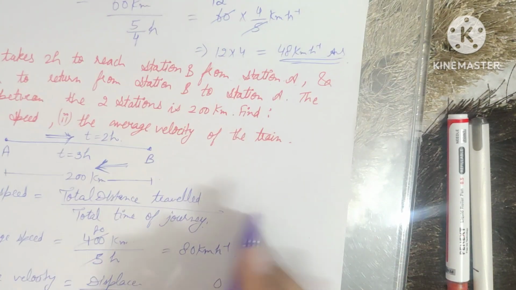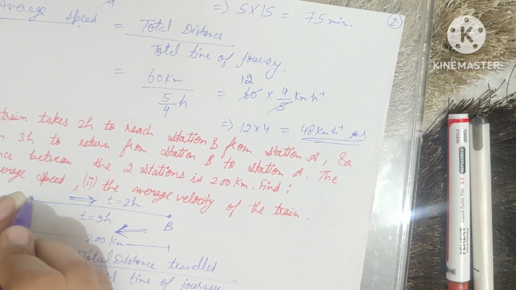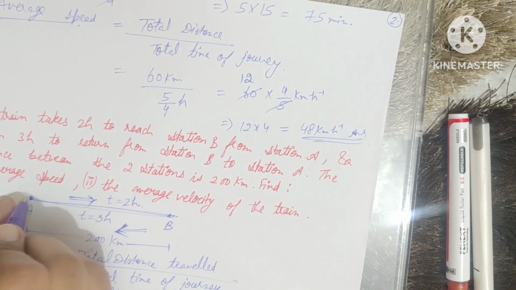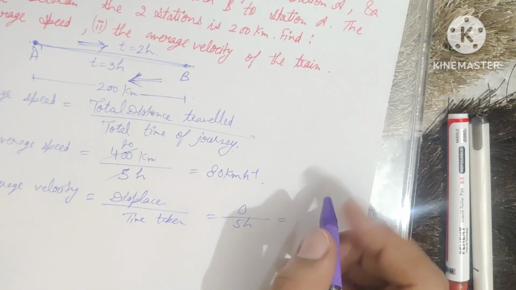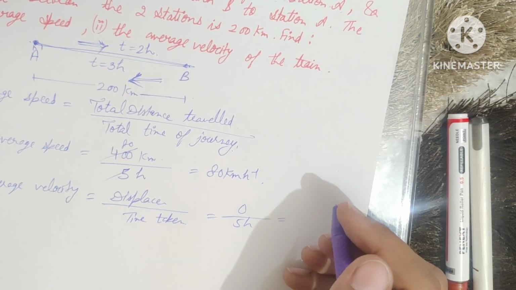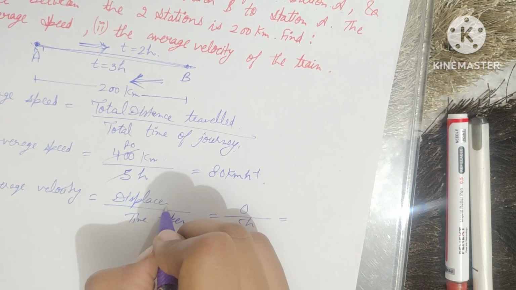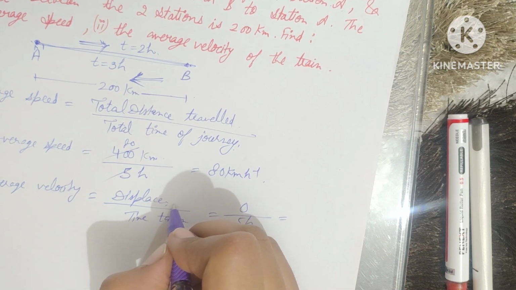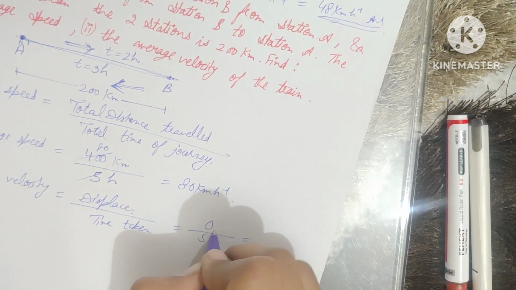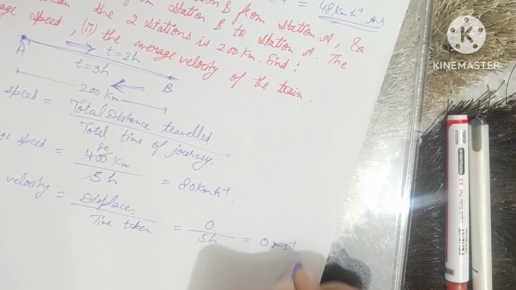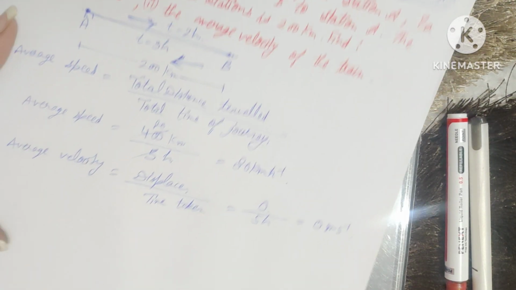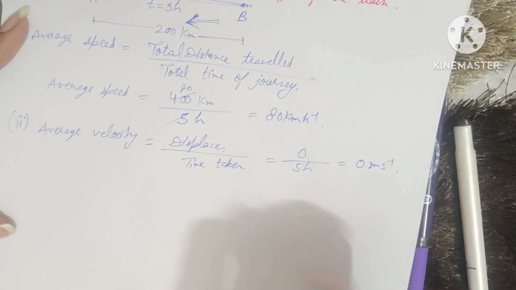How 0? Because the train is moving from the first station to station B and coming back to the same position again. It means there is no difference, no distance traveled by it. It is showing that, because what is the displacement? It is the difference between the initial and the final position. So there is no difference. It means the average velocity is 0 here, 0 meter per second. The next is question number 8 now.